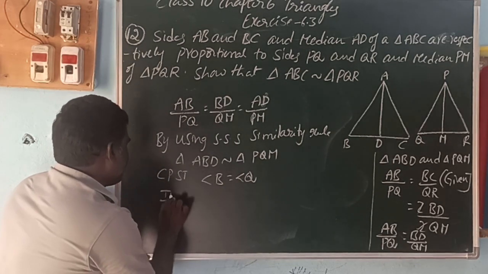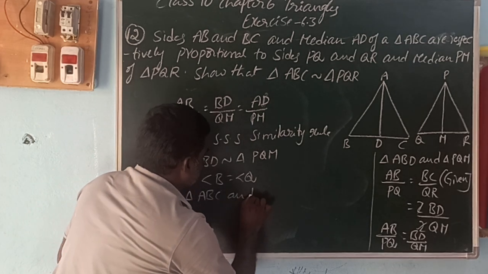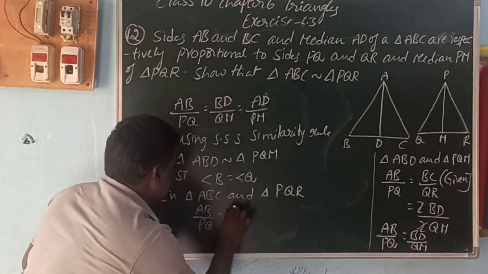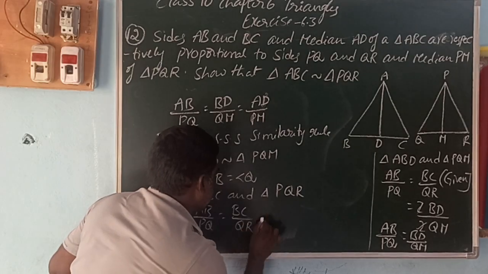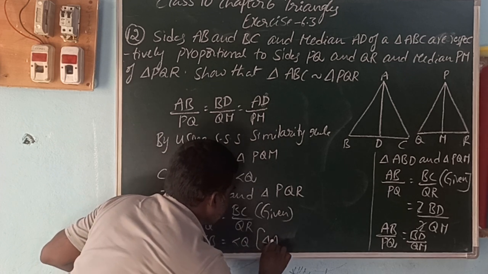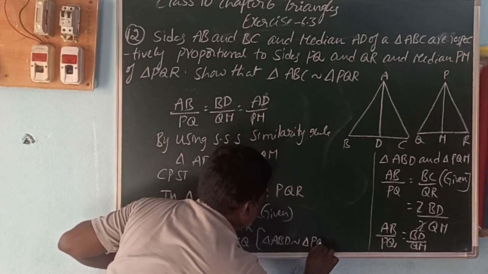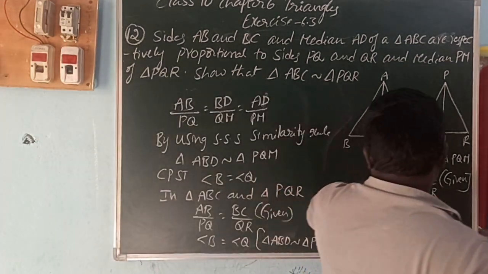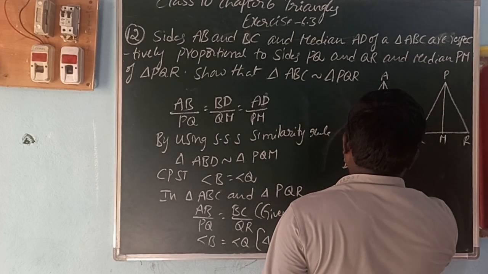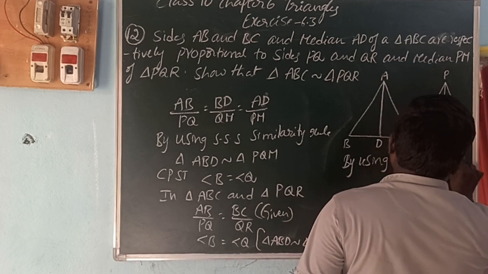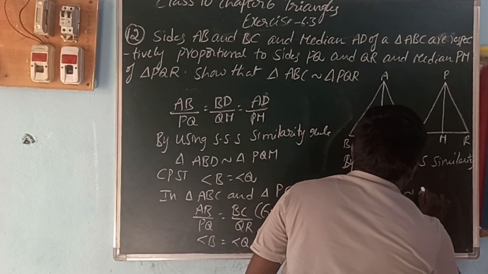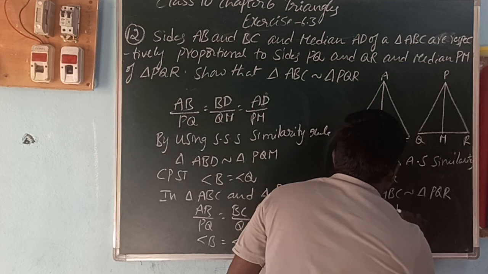Okay, so here in triangle ABC and triangle PQR, AB by PQ is equal to BC by QR. It is given. Next, angle B is equal to angle Q, since triangle ABD is similar to triangle PQM. Therefore, by using the side angle side similarity rule, triangle ABC is similar to triangle PQR. So therefore, hence proved.